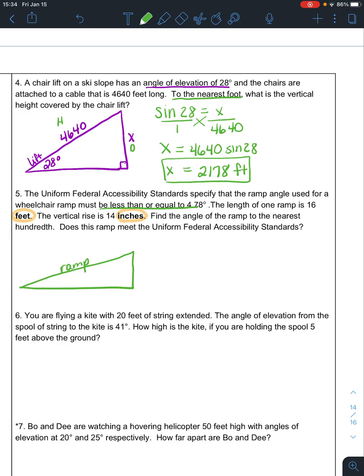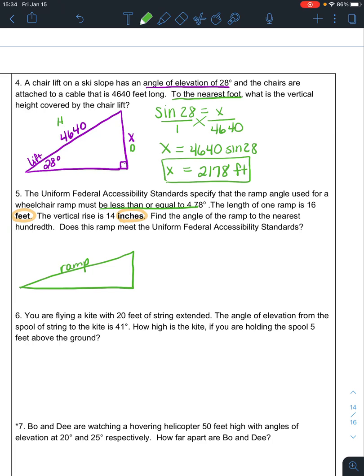We have a ramp. Be careful, ramps are always on the diagonal. Lots of people put their ramps on the ground. Well, that doesn't make much sense. What good would a ramp be on the ground? So we have a ramp. The length of the ramp is 16 feet and the vertical rise is 14 inches.